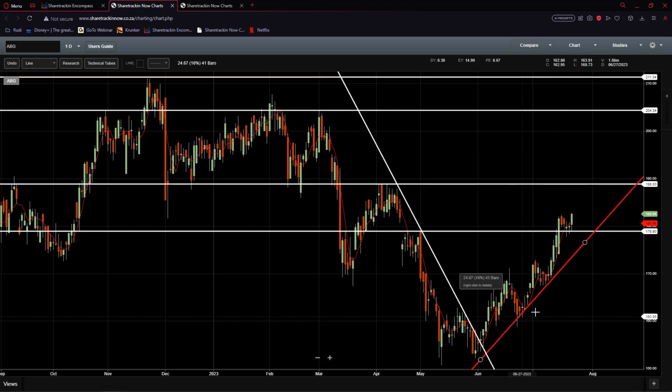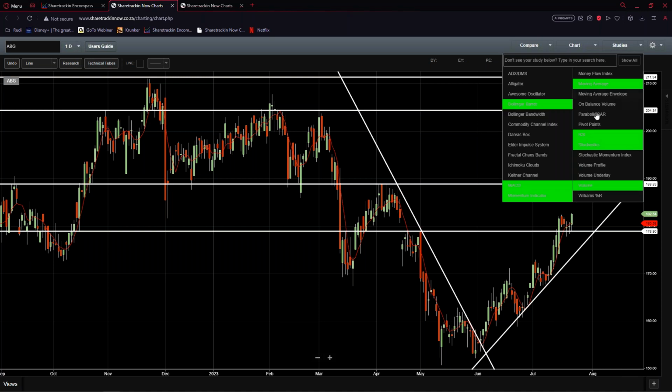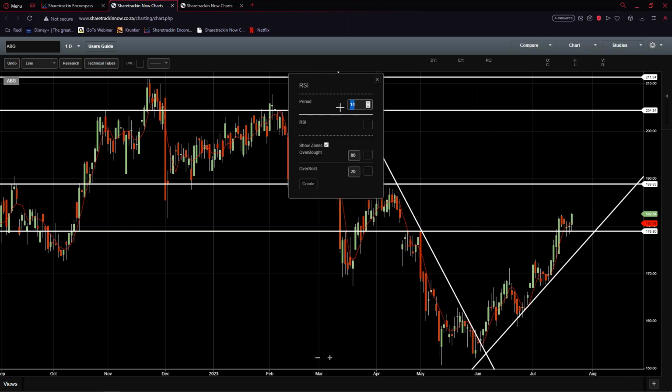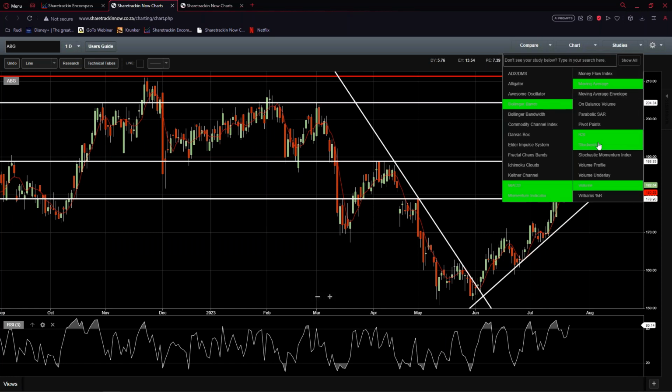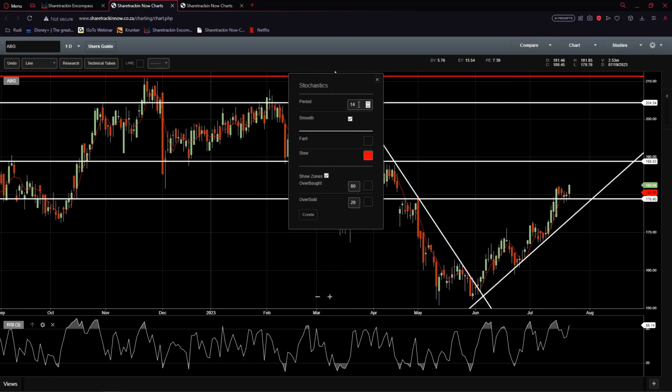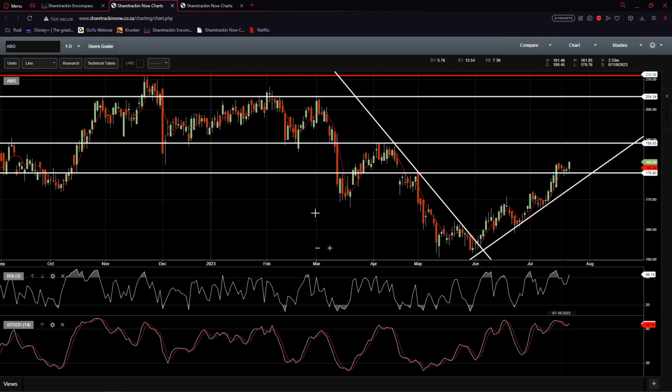We've established our trend. Now what we can go and do is add in our RSI and our stochastic. So first of all, we go to studies, go to RSI, change the period from 14 to 3. You don't need to change anything else here, just create. And then I go to studies, go to stochastic, and leave the period as 14. You don't need to change that, create, and then it gives me my RSI and my stochastic.